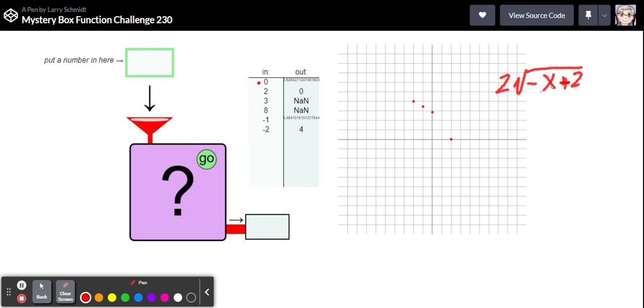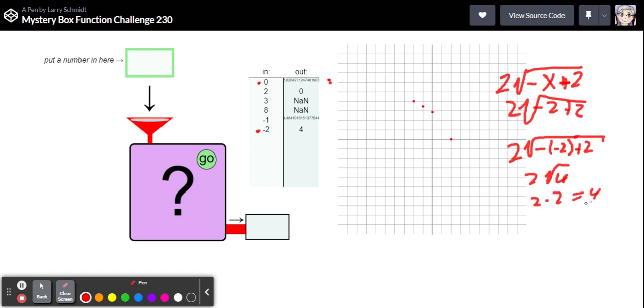For this first point, if you put in 0, then that's 0 plus 2. You take the square root of 2 and multiply it by 2. That checks out with this. What if we put in a 2? Well, that'd be -2 plus 2. That is 0. 2 times the square root of 0 is just going to be 0. So that fits. Here's another interesting looking point. So let's put in a -2 and see how this works out. So the square root of 2 times a -2 plus 2, all of that is under the radical. So -2 is a +2, plus 2 is 4. So this is 2 times the square root of 4, which is just 2 times 2, which equals 4. And that is what we get here.